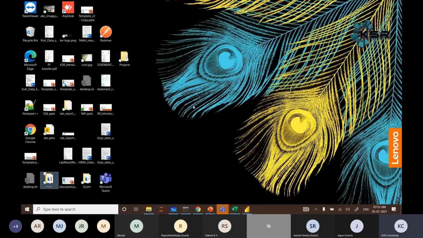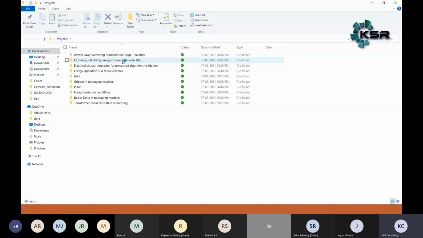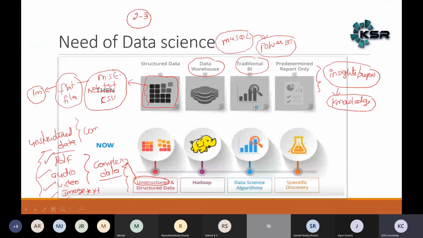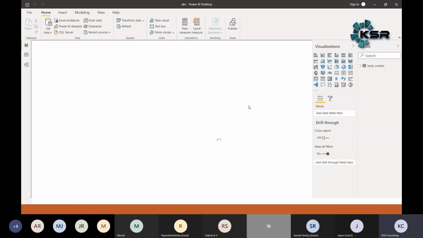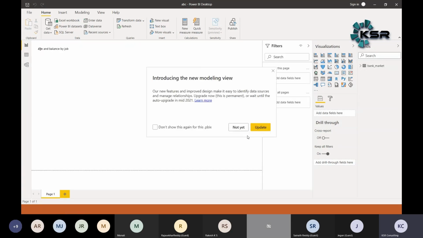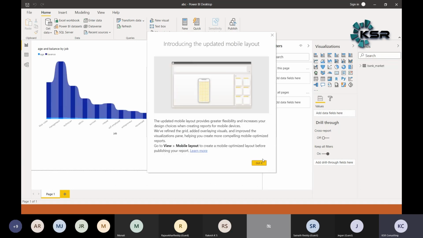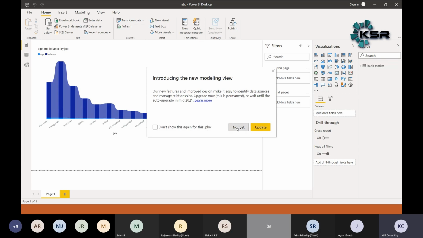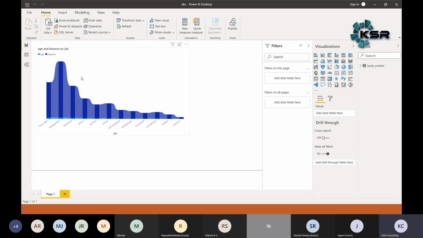Another one, where we have some projects. This is some information I want to extract. In this case we can use the unstructured data. This is Power BI, guys. See, this is one example, age versus balance. This is one table that we can use, and we can explain our code.